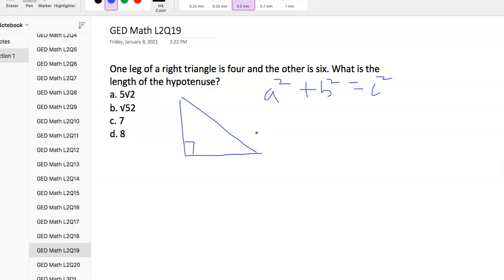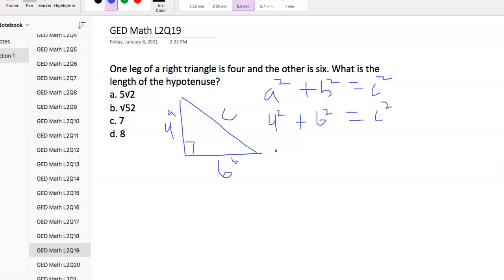And so it says one leg is 4, the other is 6, and so this is c right here, right? Essentially 4 would be a, 6 is b, and then this longer thing, which is the hypotenuse, is c. Okay, and then we got to solve for c. So we just plug this stuff in, right? So a is 4, we're saying. So we got 4 squared here, plus, we're saying b is 6. 6 squared equals, we don't know, c squared.